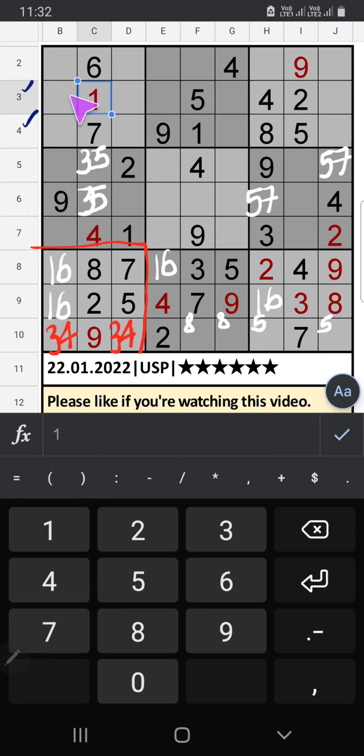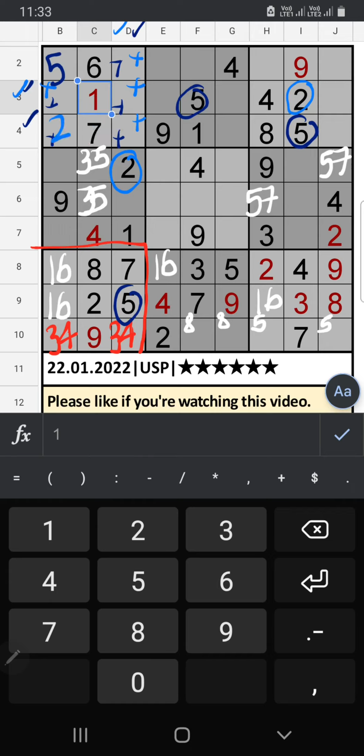In the 3rd row and 4th row we have 5. Column D also has 5, so 5 can't come in these cells. Then 5 is confirmed here. In the 3rd row and column D we have 2, so 2 can't come in these cells. Then 2 is confirmed here.